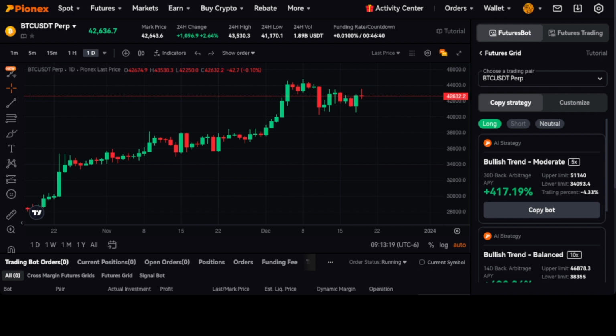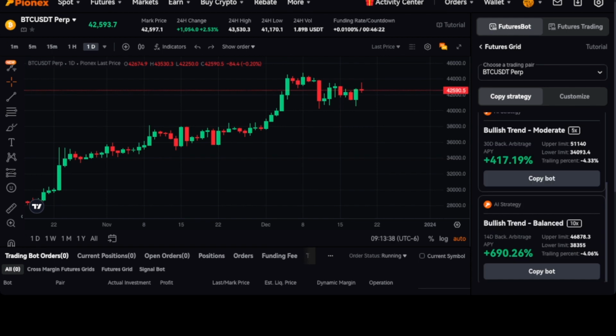Here are your AI strategies that are provided by Pionex. You have moderate, balanced, and aggressive, okay? Again, this can be kind of tough, okay? You also have shorts, and like I said, I'll explain these in a bit. You have moderate, balanced, and aggressive. And then you have neutral as well. I'm going to go over to customize, okay?